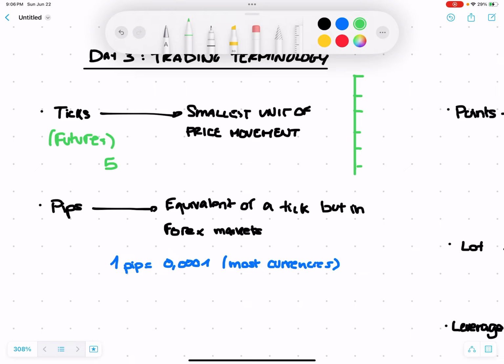If the price of ES is currently at 5,000.00 and it moves up by one step, it will be at 5,000.25, and that distance is 1 tick. Simple as that. If it moves to 5,000.50, that's 2 ticks, and so on and so forth. There's really no complicated aspect to it. Each tick is equal to 0.25.